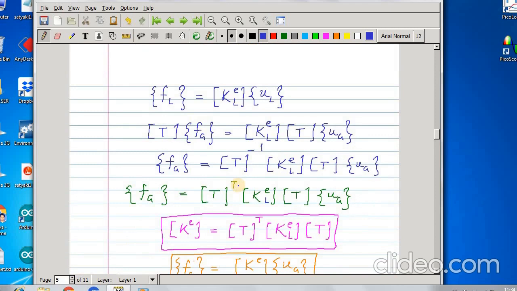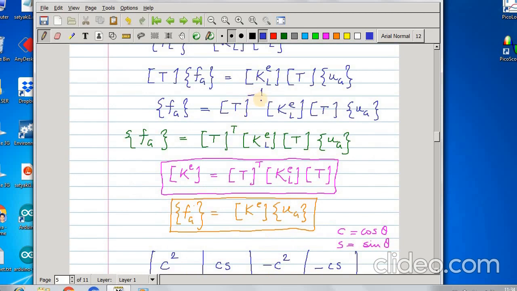Now we know that FL is KEL into UL. Now FL means T into FG, and UL means T into UG. So if you want to find FG, then you have to pre-multiply this with T inverse, and pre-multiply this also with T inverse. So we get this, and we know that T inverse is nothing but T transpose. So FG is equal to T transpose KEL T UG.